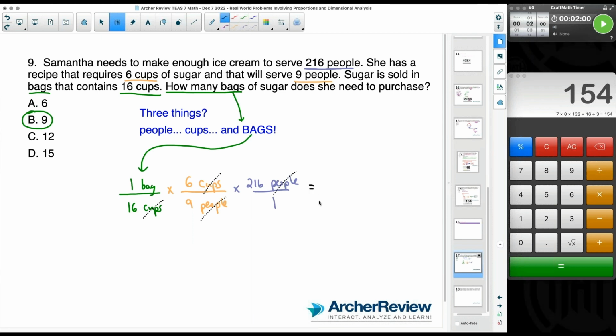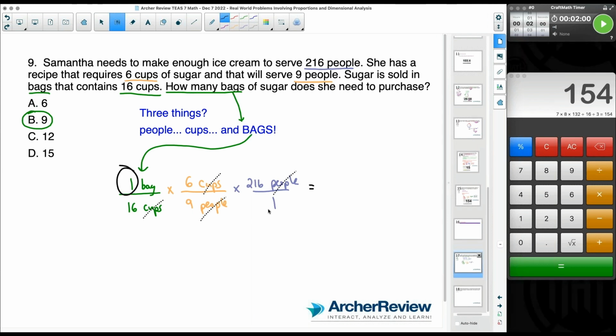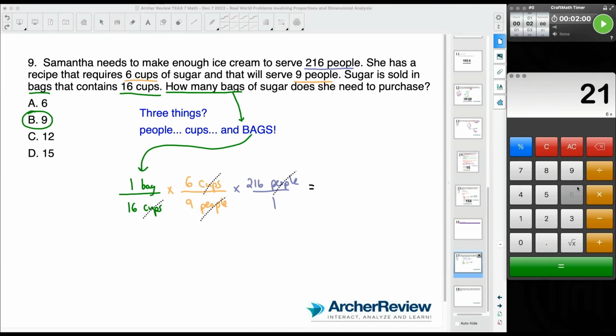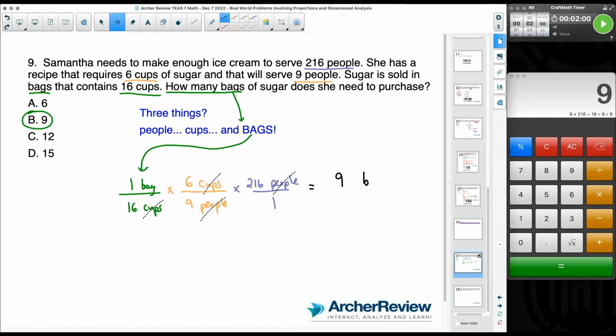Same thing, y'all. Grab your calculator, see if you can get this answer. I always skip the ones. You don't have to type in that one or that one. You can if you want. It's not going to hurt anything. So my 2 top numbers I'm really just multiplying are 6 times 216. And then I'm going to divide by the 16, and I'm going to divide by that 9. And the final answer is going to be 9 bags.